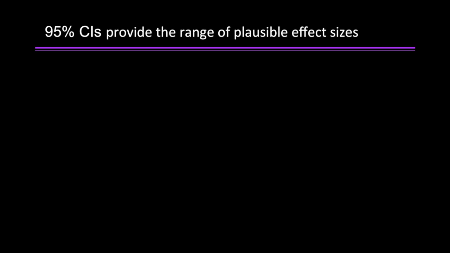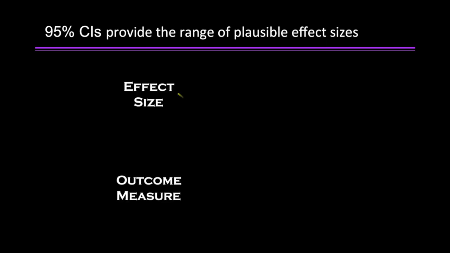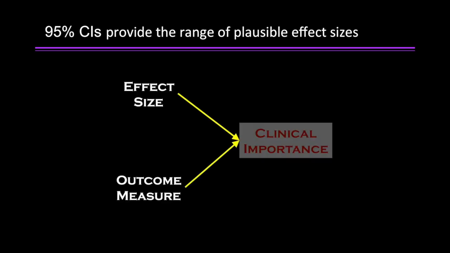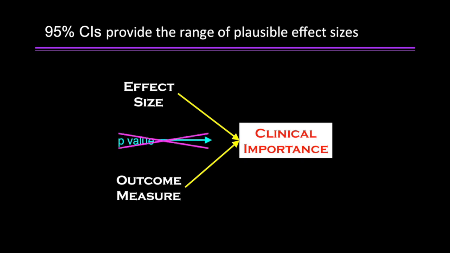95% confidence intervals provide the range of plausible effect sizes given what is observed in the study. And it's the effect size in concert with the outcome measure that determines the clinical importance, not the p-values. So don't go surfing p-values, remember?